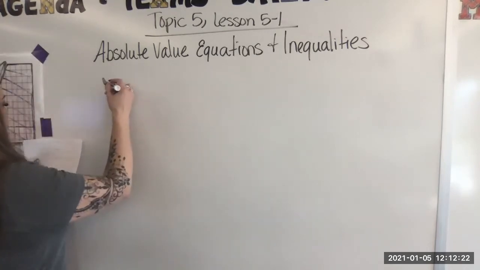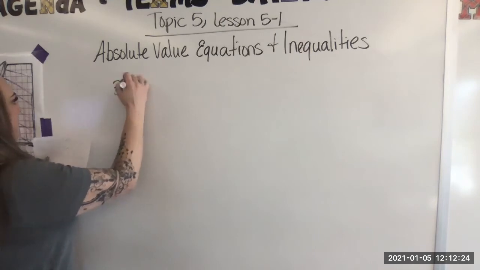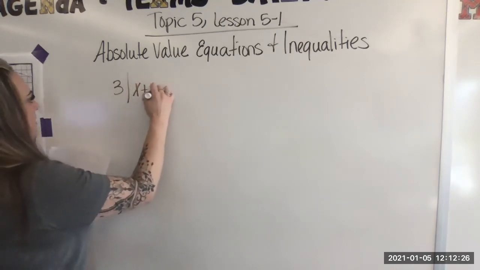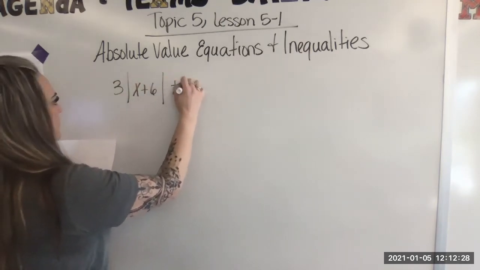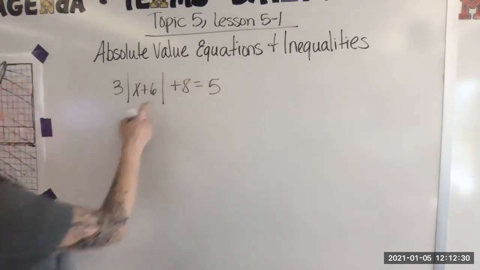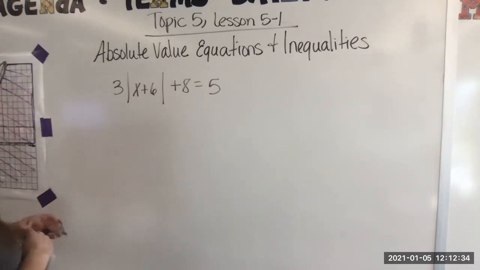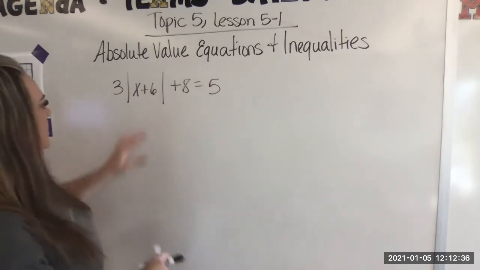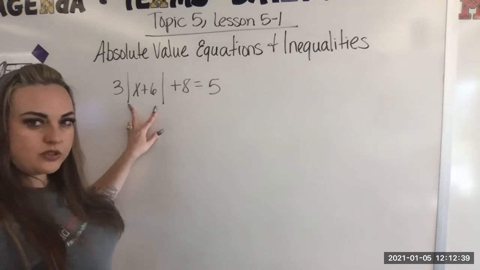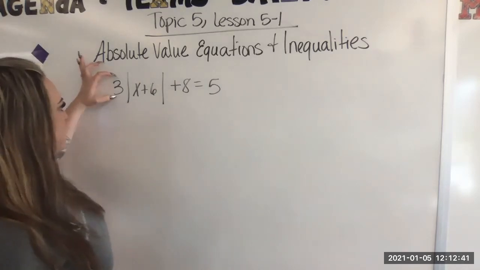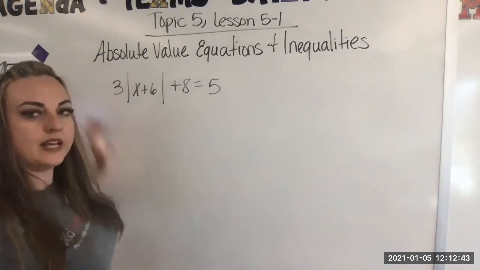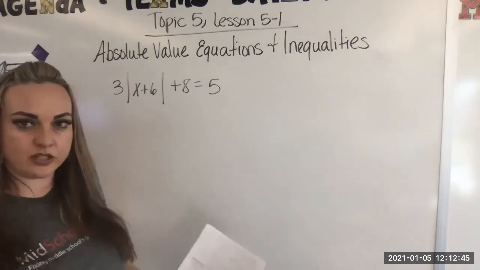So let's do 3 times the absolute value of x plus 6, then add 8 equals 5. Now, it's important, these are absolute value bars, but because there's a 3 and there's no symbol in between, it does also mean multiplication, okay?